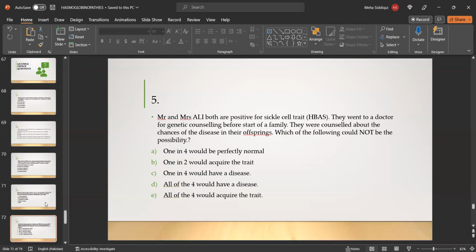MCQ number 5. Mr. and Mrs. Ali both are positive for sickle cell trait. They went to a doctor for genetic counseling before starting a family. They were counseled about the chances of disease in their offspring. Which of the following could not be the possibility? 1 in 4 would be perfectly normal; 1 in 2 would acquire the trait; 1 in 4 would have the disease; all of the 4 would have the disease, or all of the 4 would acquire the trait.